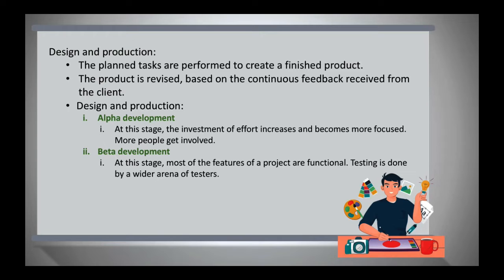Furthermore, in this stage we have two types of development. The first type is known as alpha development and the second type is known as beta development. Alpha development is where all the developers get involved in developing the product. All teams will concentrate more on the project, and more effort will be put into it. While beta development is where most of the features included in the product are functioning.